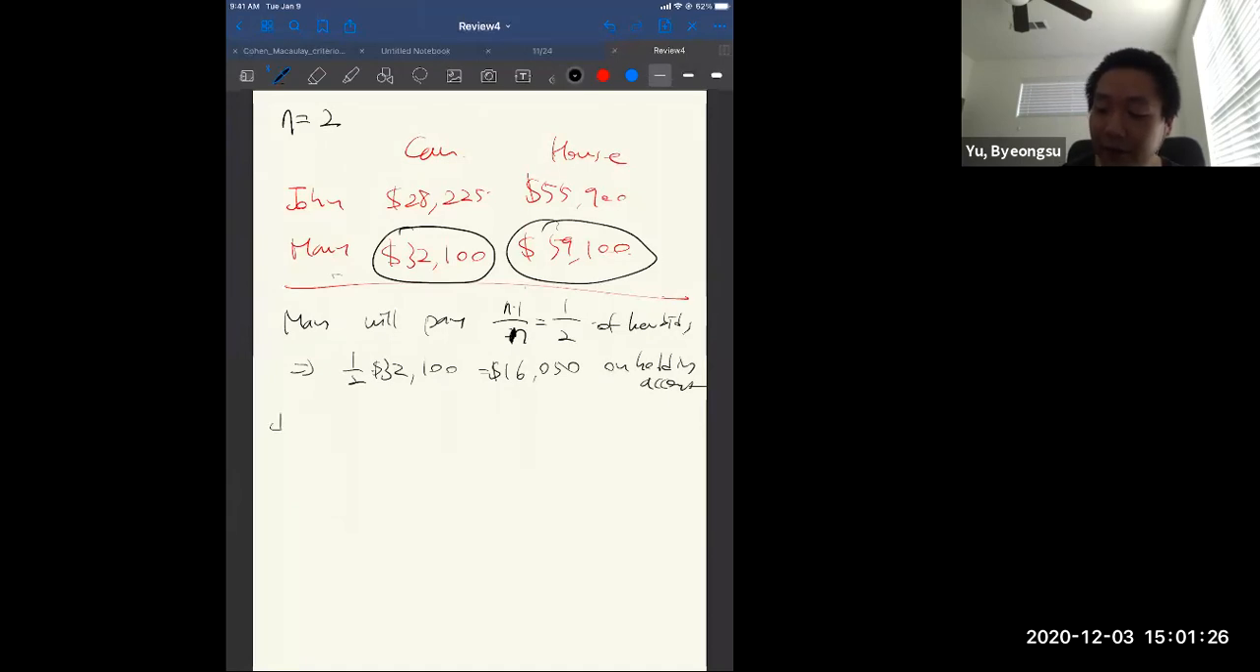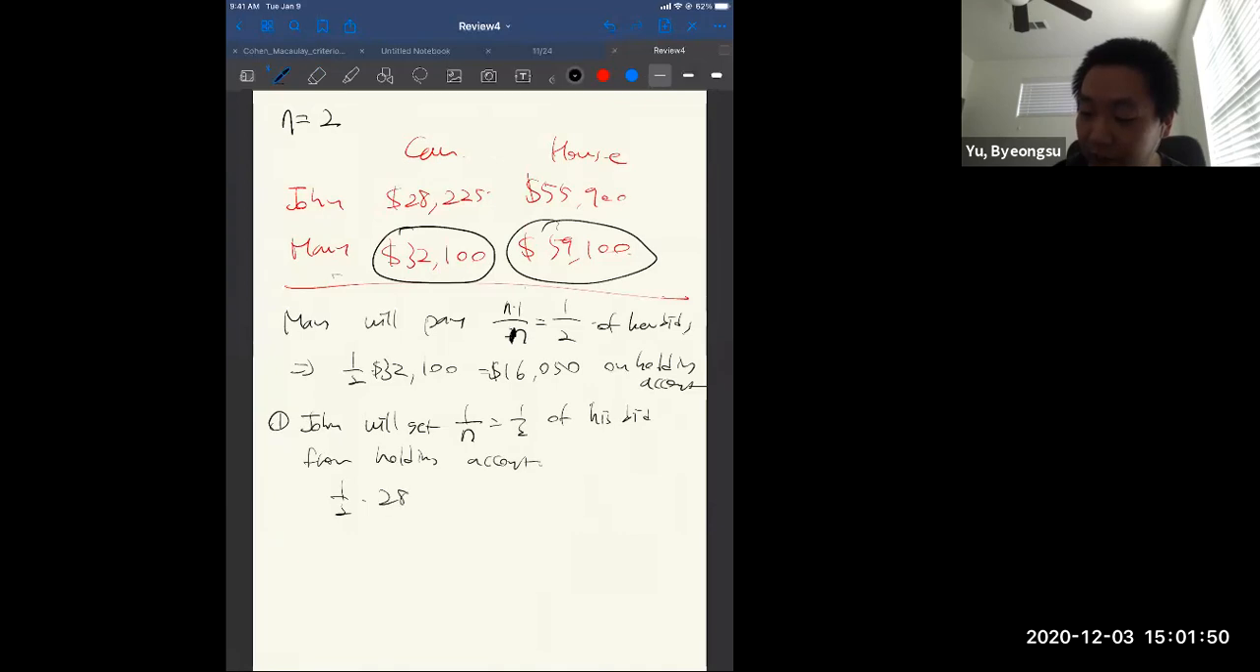Then first of all, John will get 1 over n, which is half of his bid, from the holding account. So half of his bid is half of this 28225. So it is 14112.5 dollars.